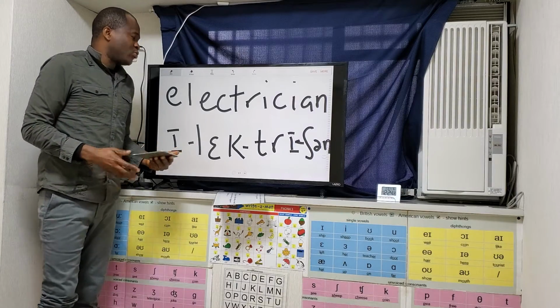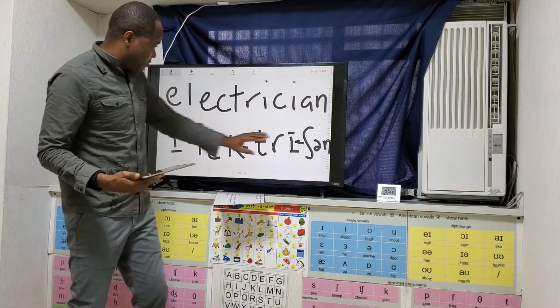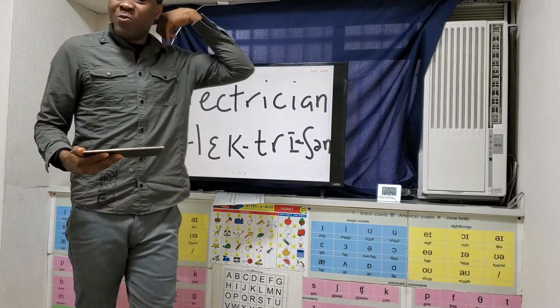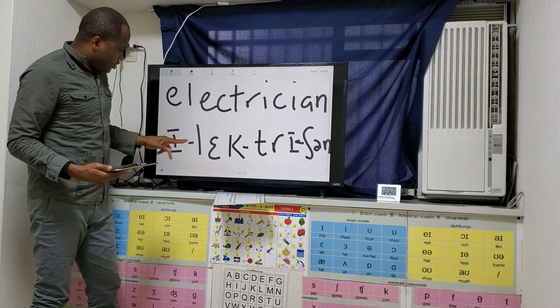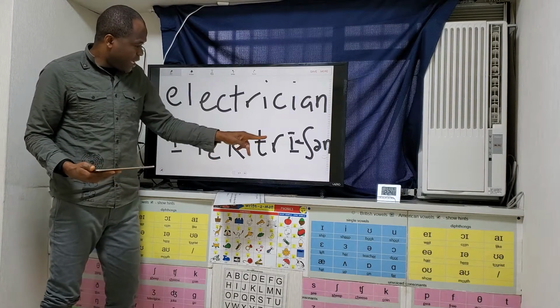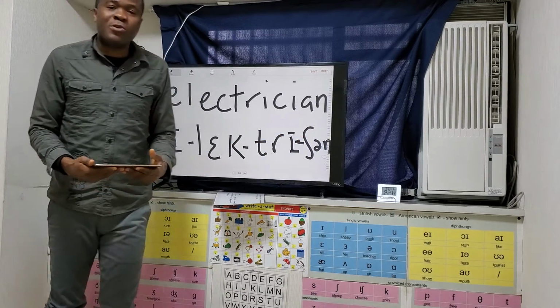If you look at this one, we're going to do some analysis to come out with this. So these are the phonemes. But now we want to get how many phonemes. 1, 2, 3, 4, 5, 6, 7, 8, 9, 10. So we have 10 phonemes.